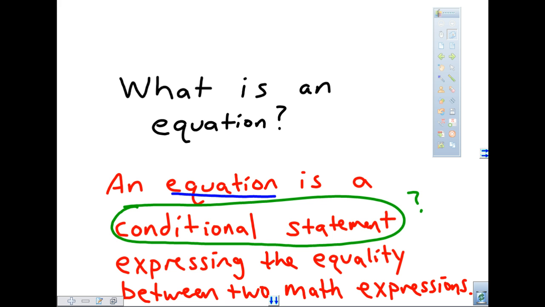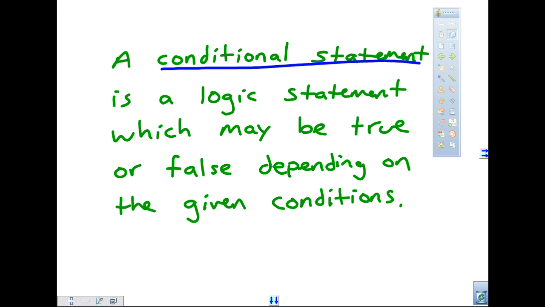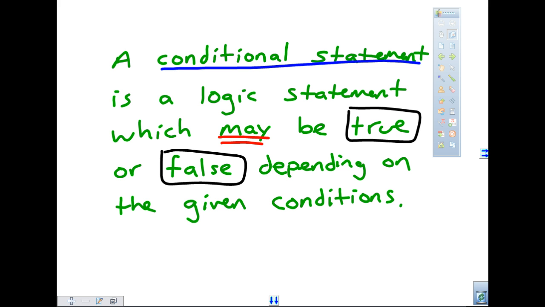You might be asking yourself, what is a conditional statement? So let's give a definition for that. A conditional statement is a logic statement which may be true or may be false depending on the given conditions. Right? So it may be true or false. You cannot determine whether it's true or false initially. Conditions have to be specified before you can know whether it's true or false.